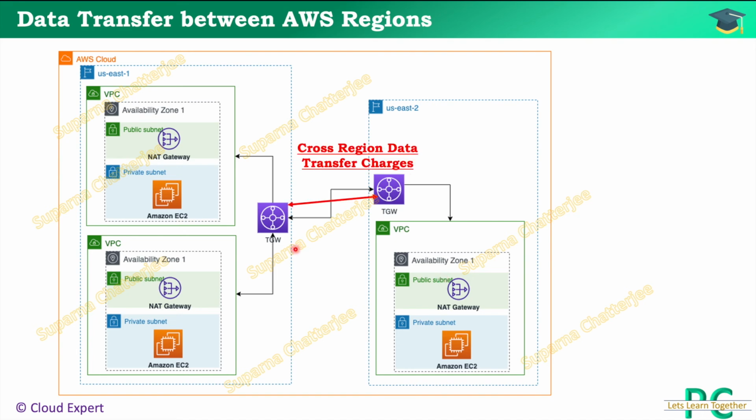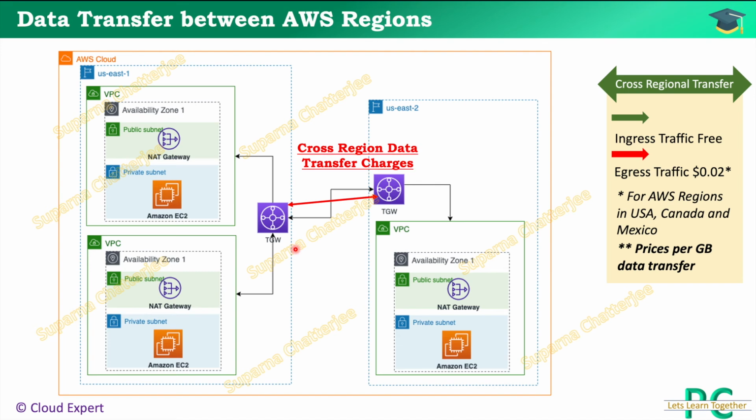When you are sending data between two regions using the Transit Gateway, you are going to pay cross-region data transfer. Ingress traffic is free, but you are going to pay for egress data transfer, and egress charges will be 2 cents per GB of data you transfer. As you know, AWS Transit Gateway charges per GB of data processing. For this architectural diagram, we have used two Transit Gateways, and we will pay the data processing charges 2 times.